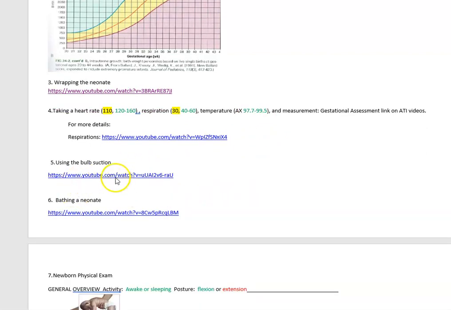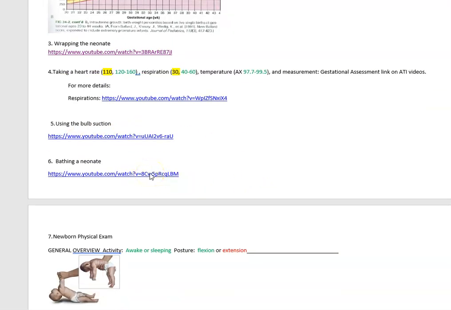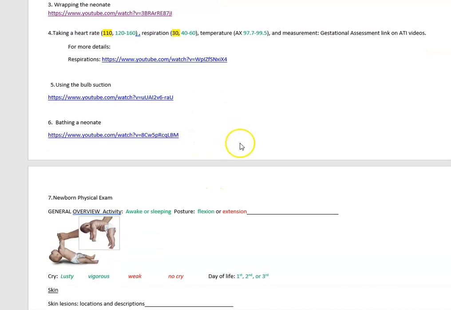We want you to know how to use the bulb suction. Again, this is a 1-minute video and you can click on that. Bathing a neonate, we just never want to contaminate our water. That's what I really need to say, because baths need to be very quick because babies lose heat very fast, and they lose a lot of heat via evaporation during the bath. So the quicker the bath, the better. The less contaminated the water, the quicker the bath, so we don't contaminate our water.